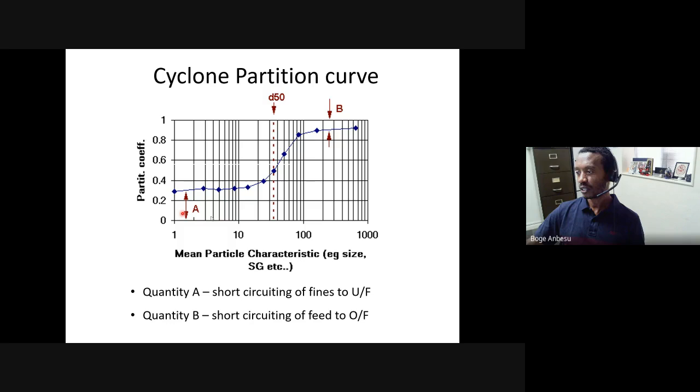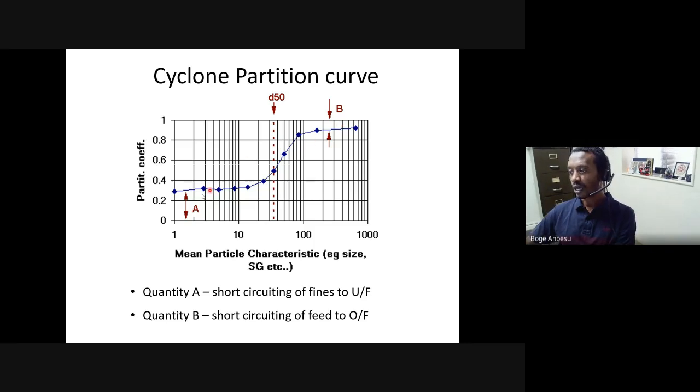Okay, this portion here is telling me fine particles are going into the coarse fraction. This is saying coarse are going to the fine fraction. So these are what we call short circuiting of fines to the underflow, basically this one here, and short circuiting of coarse particles with the feed into the overflow. And that's why this is not quite 100%. Okay, so that's less than 100% because some of these coarse particles went to the overflow or the fine portion.